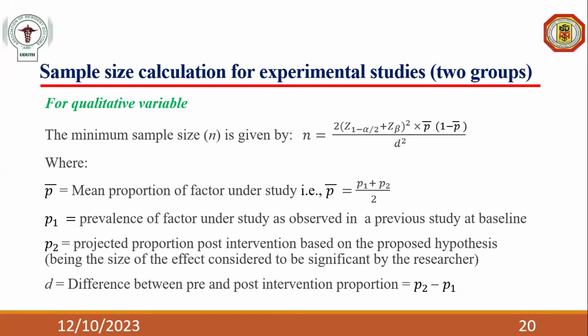That is, this is the size of the effect considered to be significant by the researcher. So if you are projecting it to increase by 20%, then you use P2 as 20%. Then D is the difference between P2 and P1. So if you are saying P2 will be 20% and P1 is 10%, then your difference will be 20 minus 10, which is 10%. So that is sample size calculation for two groups, qualitative variables.